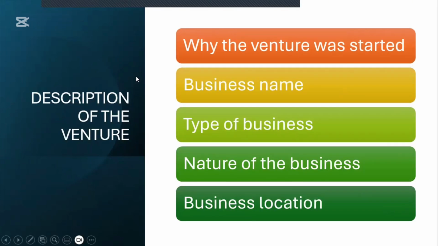The next area that we have to take a look at is your description of the venture. So why was your venture started? Maybe it is that you had a passion for the area. Maybe it is that you were opportunistic and you saw an opportunity in the market, and therefore you decided to start this business. What exactly is the name of your business? What type of business is it?